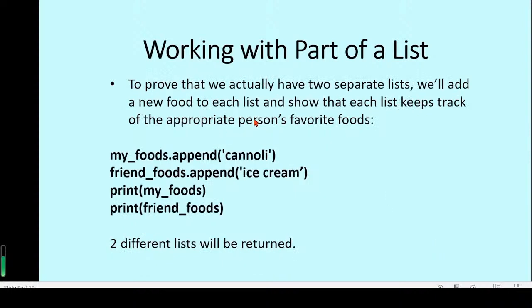To prove that we actually have two separate lists, we will add a new food to each list and show that each list keeps track of the appropriate person's favorite foods. So in the my_foods list, we append cannoli, and in the friend_foods list, we append ice cream. Then we print out to see.